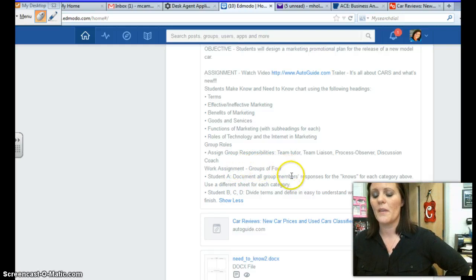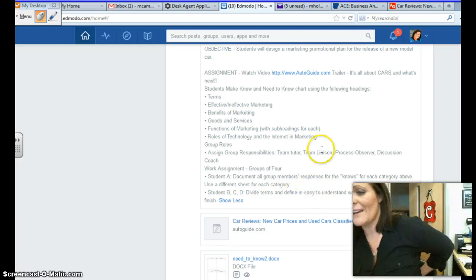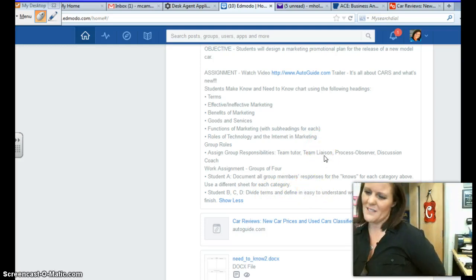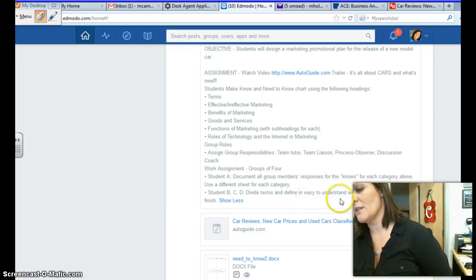Groups of 4. And so then I want you to document all group responses for the knows and needs to know, and then divide the terms and define in easy to understand words. Divide terms and define in easy to understand words. That does make sense.